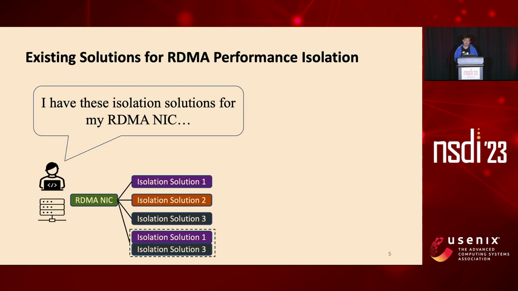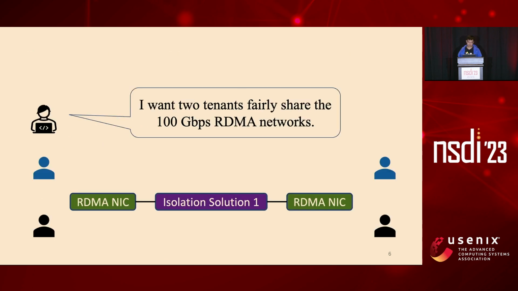Fortunately, we have many existing solutions. For example, some RDMA NICs provide hardware-based isolation, and people have also invented some software-based isolation solutions for RDMA recently. Now, let's imagine we are network operators. We pick and enable one solution, and we want to use this solution to ensure that two tenants can fairly share the network. What should be our next step?